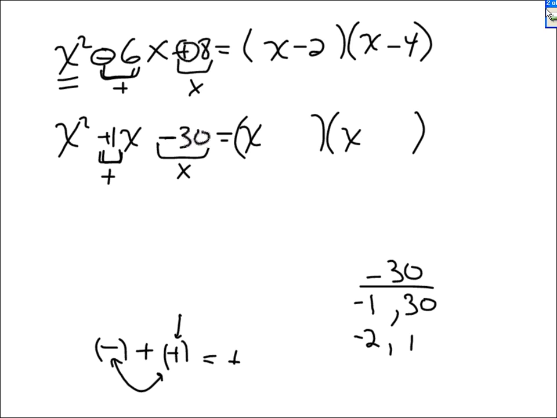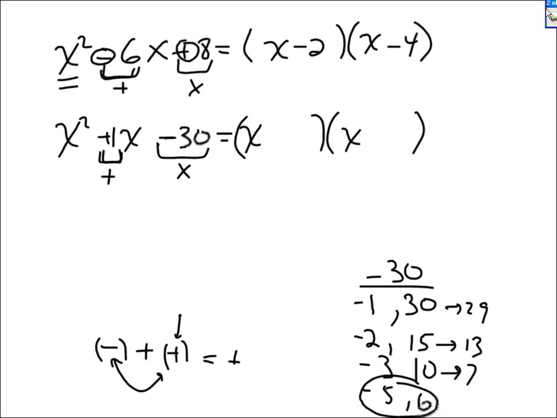Negative 2 and 15. Negative 3 and 10. Negative 5 and 6. There you go. They add up to 1. These add up to 29. These add up to 13. These add up to 7. Those add up to 1. So negative 5 and plus 6 go next to the x.